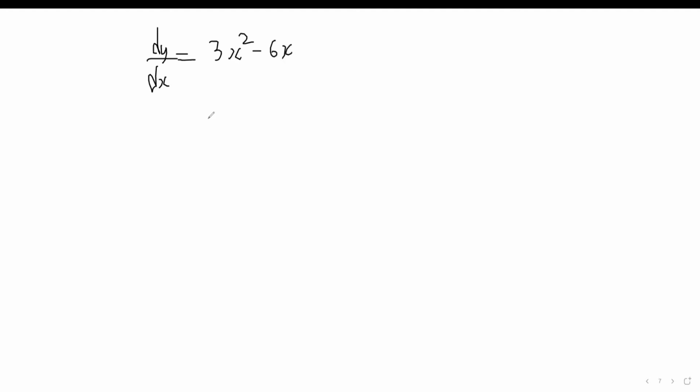And they gave us a point on the curve, minus 1, 0. So they gave us a root. Then they say find the equation of the curve. To find the equation of the curve, we need to integrate dy by dx. y is equal to the integral of 3x squared minus 6x dx.